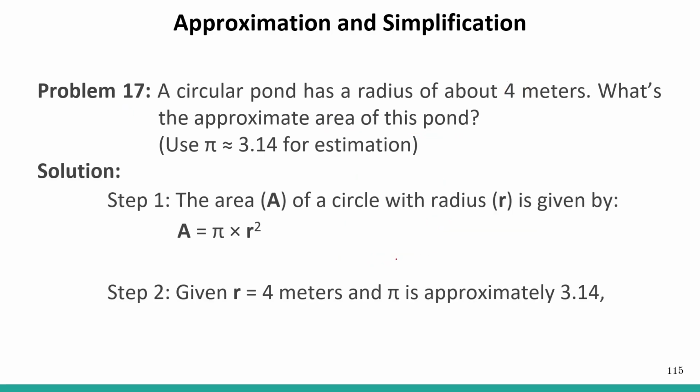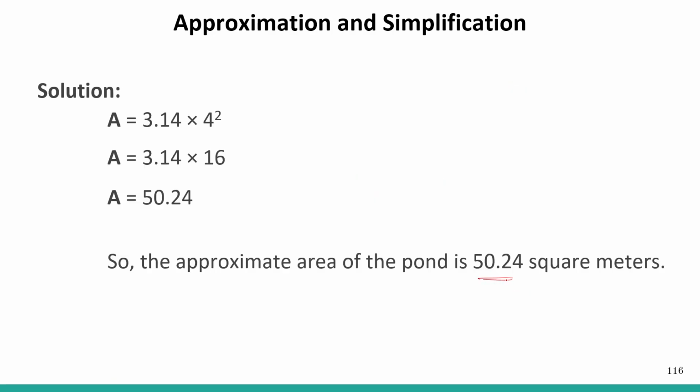So this will be equal to 50.24 because 3.14 into 4 square is equal to 3.14 into 16. So rounding it off to 1 decimal place, we are left with 50.2 square meters.